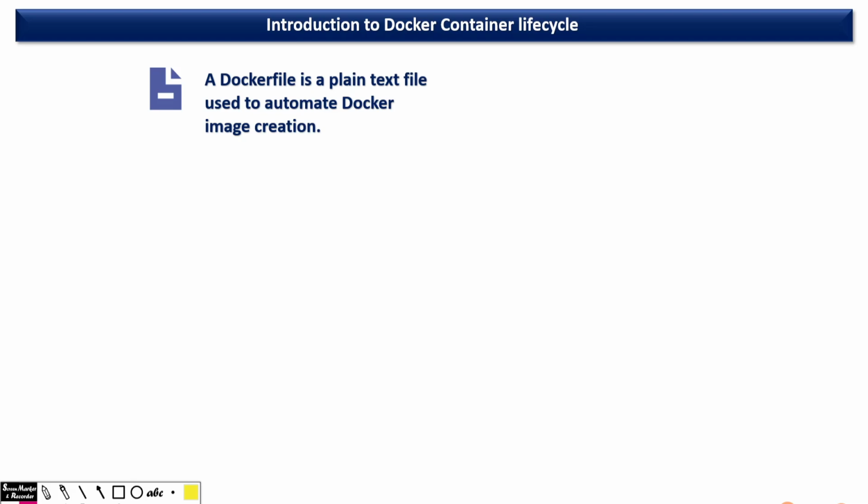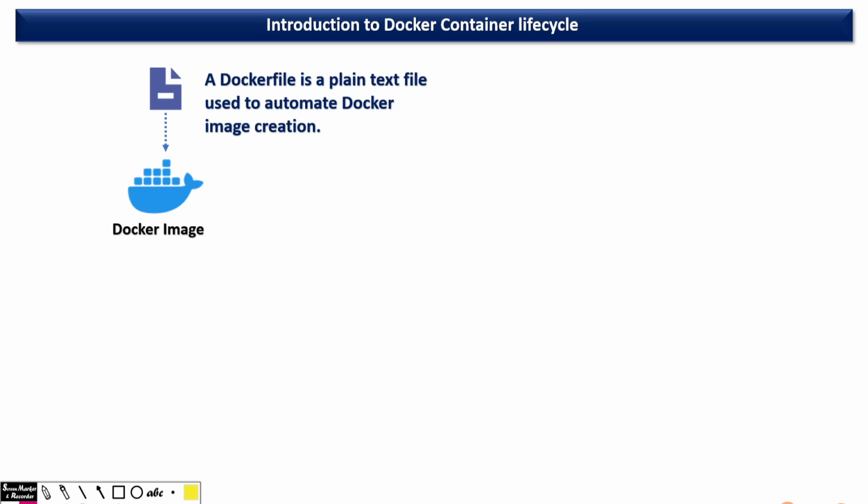So a Docker file is a plain text file used to automate Docker image creation, right? If you haven't seen the video on the instructions, the link I'm going to give in the i button, so please go and watch that video. There we have discussed the Docker file and the Docker instructions, right? So from the Docker file, we are going to build a Docker image.